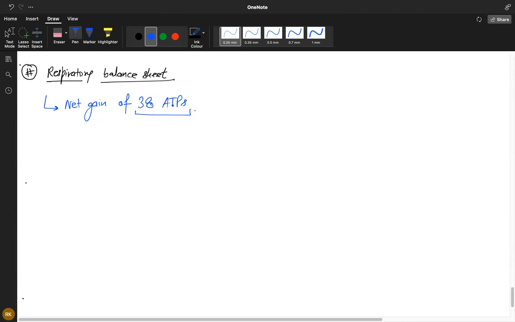Now remember that this is during aerobic respiration, and it is per molecule of glucose. Is it clear? Is that clear, Iram? Yeah.